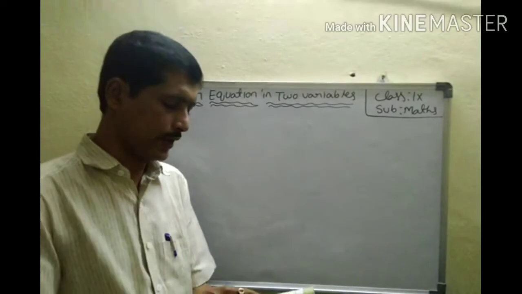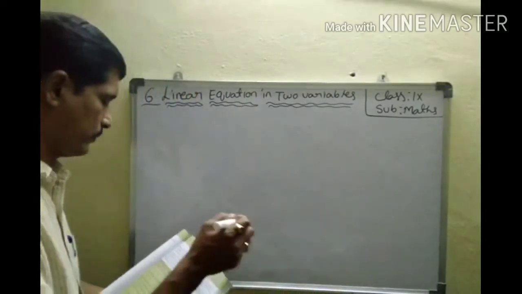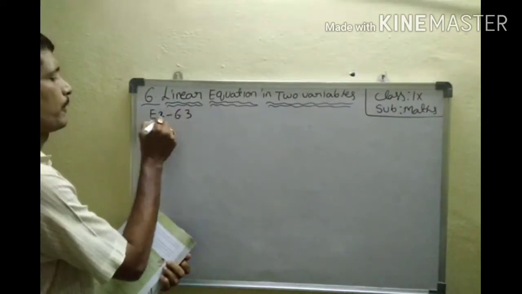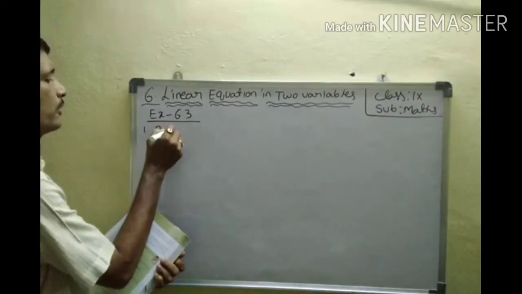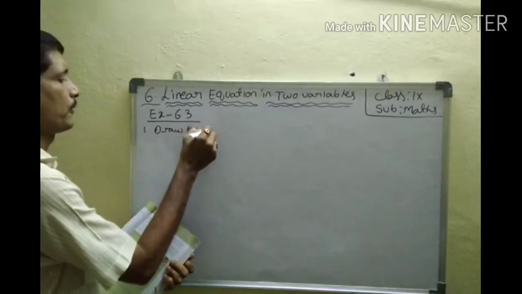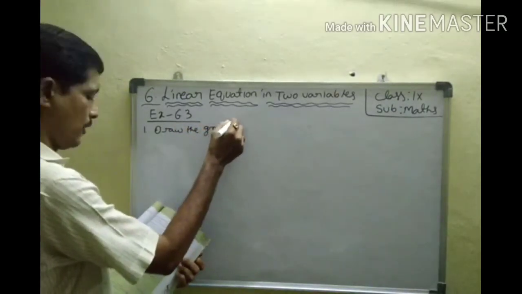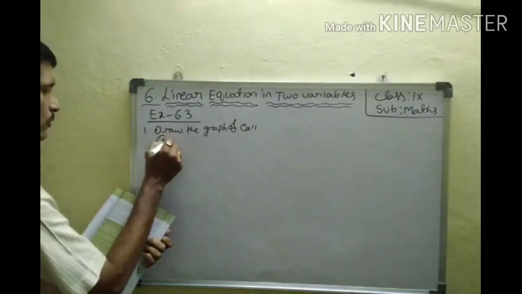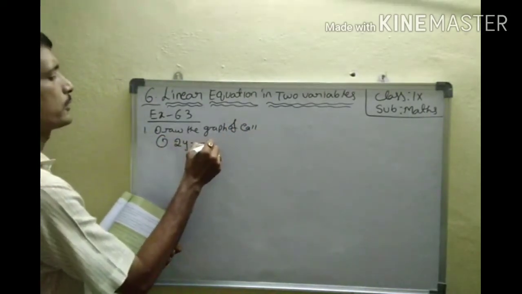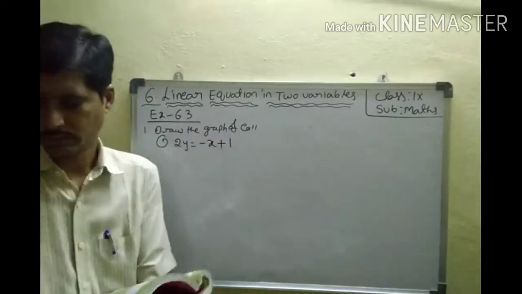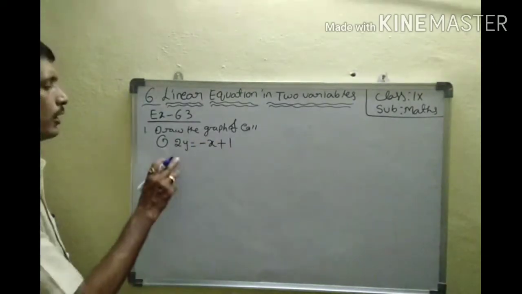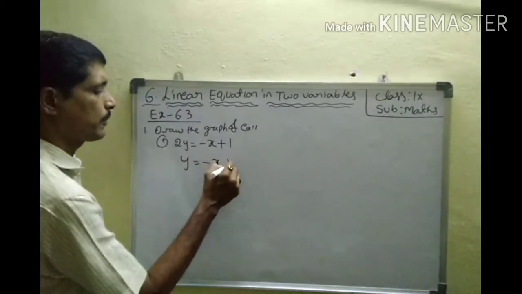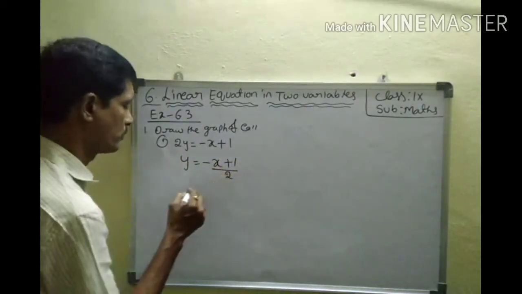That is exercise 6.3. Draw the graph of exercise 6.3. First one: draw the graph of the equation 2y equal to minus x plus 1. Therefore, this 2 is changing to this side, y equal to what? Minus x plus 1 by 2.